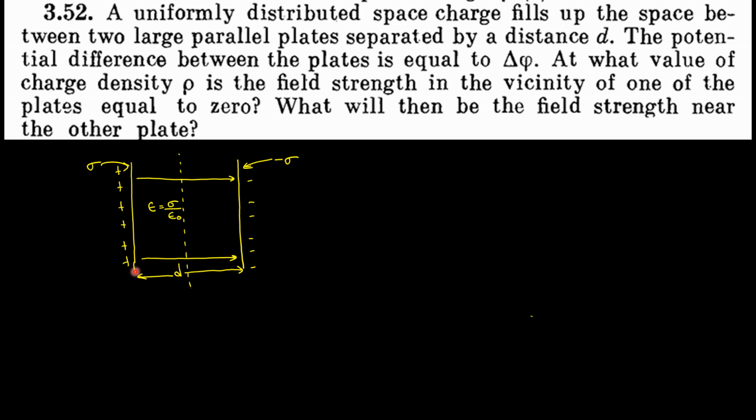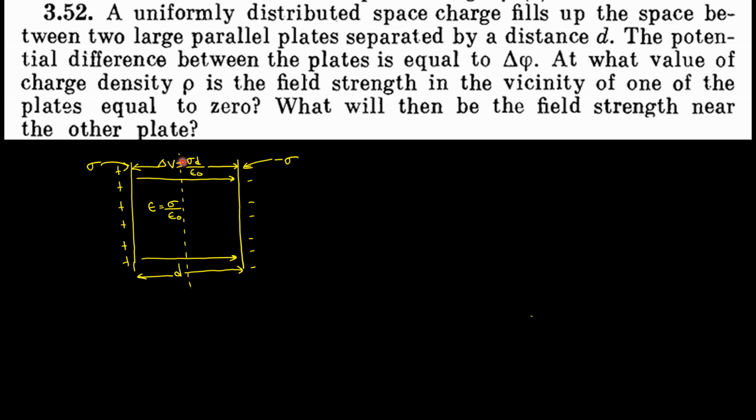Now, if I consider the datum line to be at the center of the plates, what is the potential difference between this point and this point? Or what is the work done by the electrostatic force in bringing a positive 1 coulomb charge from this point to this point? It is nothing but force into displacement, or sigma by epsilon naught into d. So the potential difference between the plates is given by sigma d by epsilon naught.